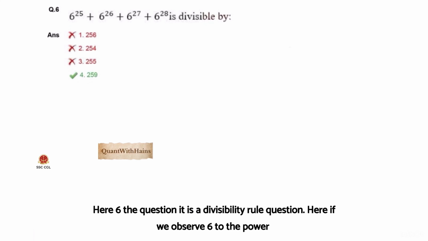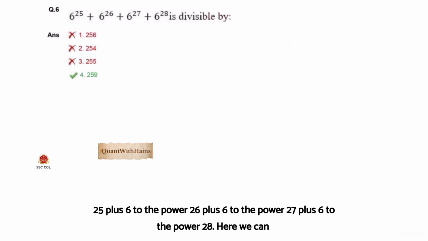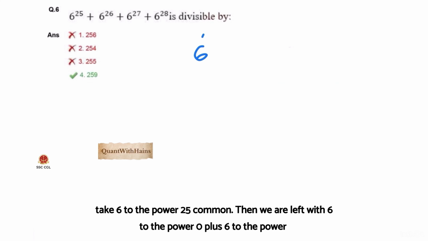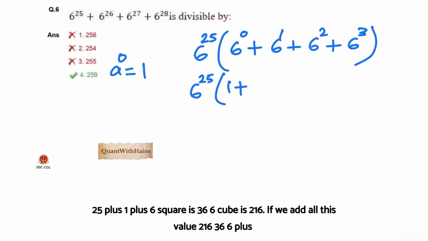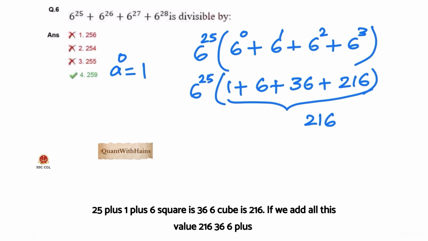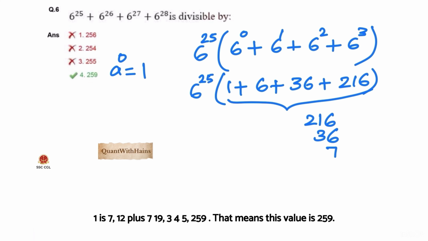Here 6th question, it is a divisibility rule question. Here if we observe 6 to the power 25 plus 6 to the power 26 plus 6 to the power 27 plus 6 to the power 28. Here we can take 6 to the power 25 common. Then we are left with 6 to the power 0 plus 6 to the power 1 plus 6 to the power 2 plus 6 cube. As we know, anything to the power 0 is 1. Then 6 to the power 25 into 1 plus 6 plus 6 square is 36. 6 cube is 216. If we add all this value, 216, 36, 6 plus 1 is 7.